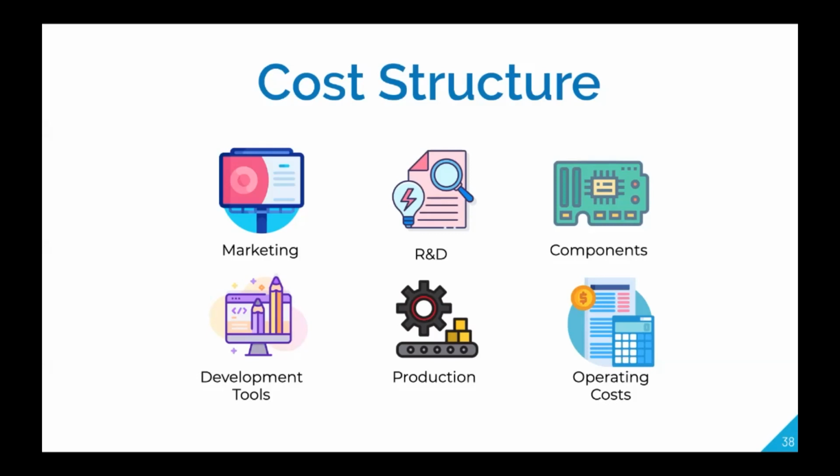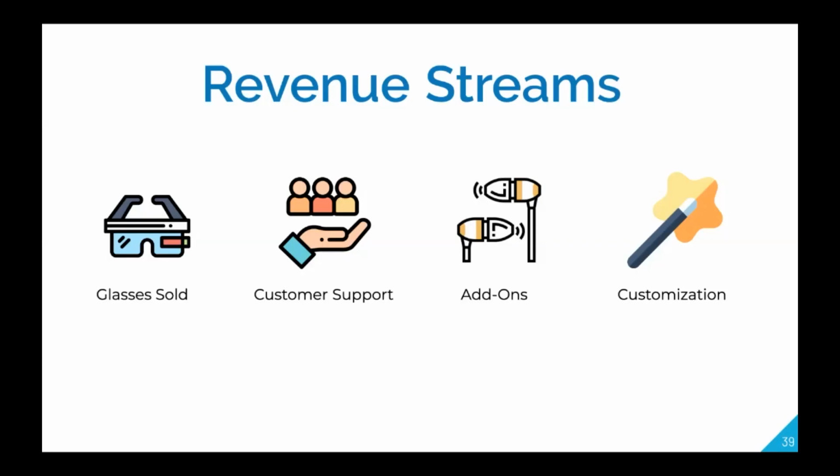Moving on to the cost structure, what is it that we're mostly spending on? We're spending mostly on marketing, R&D, our components, the development tools that we need, the production process, and our normal operating costs.